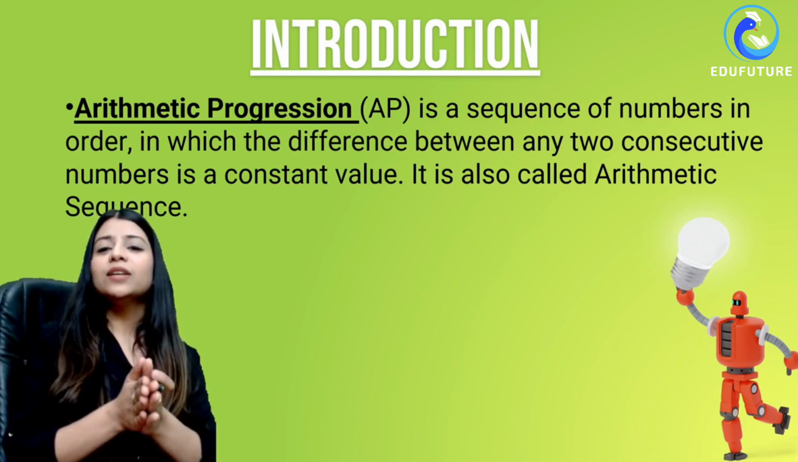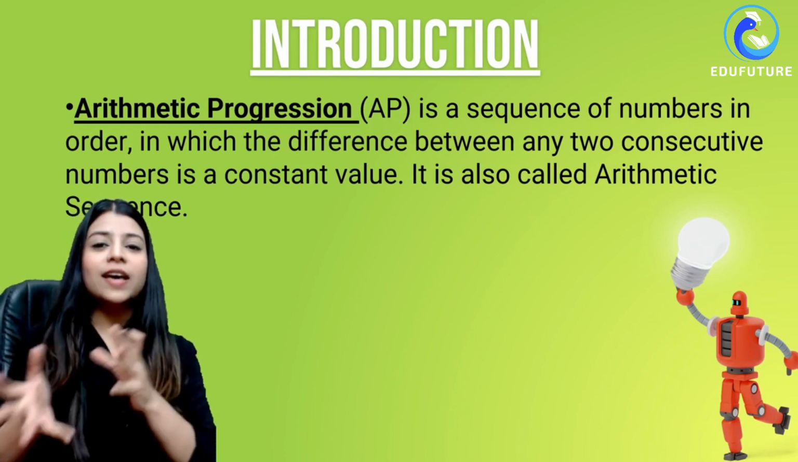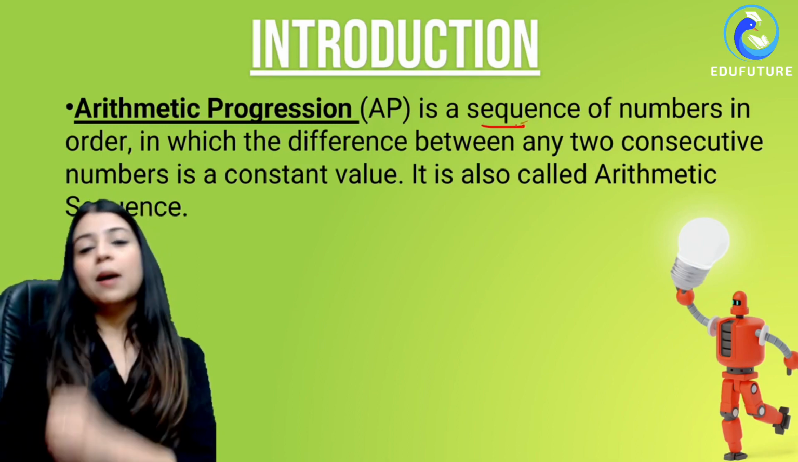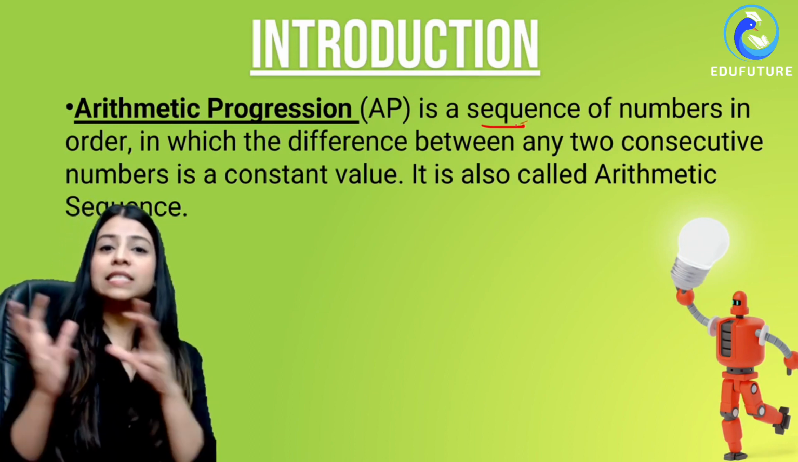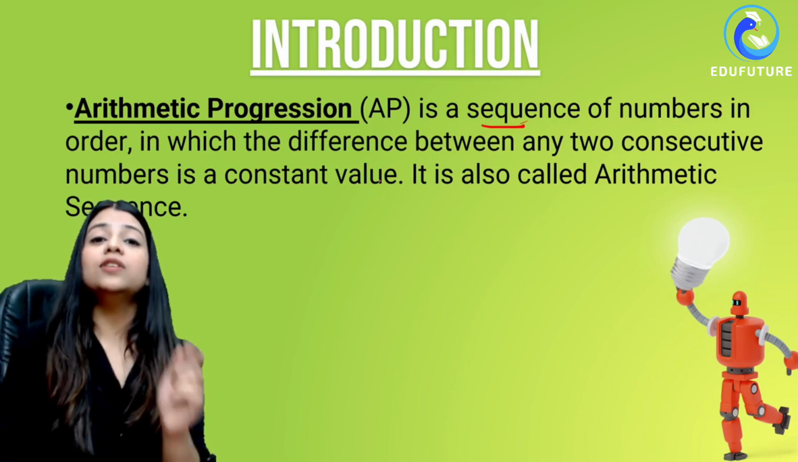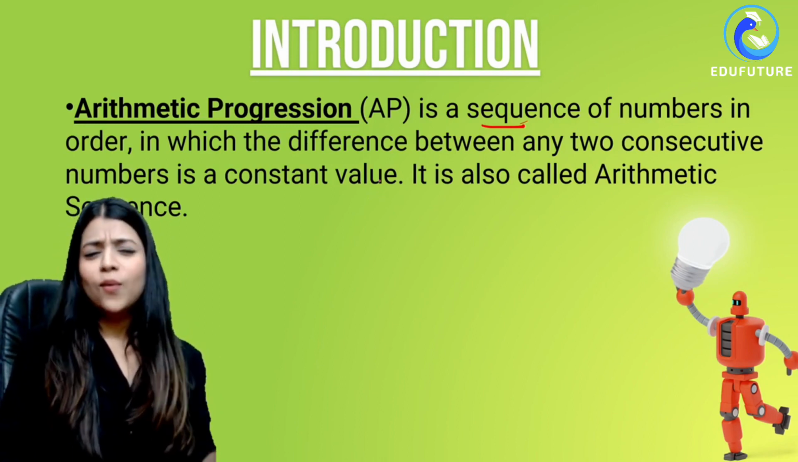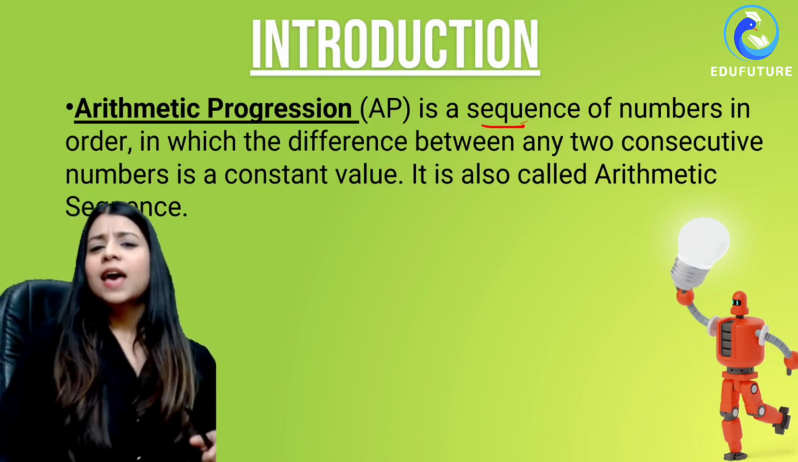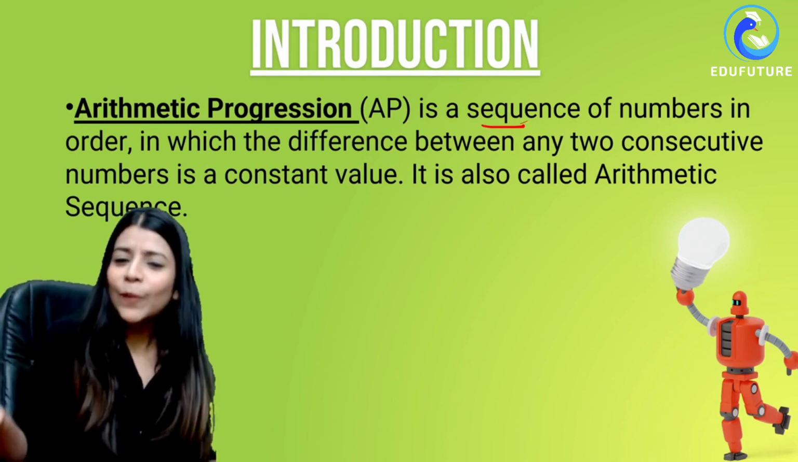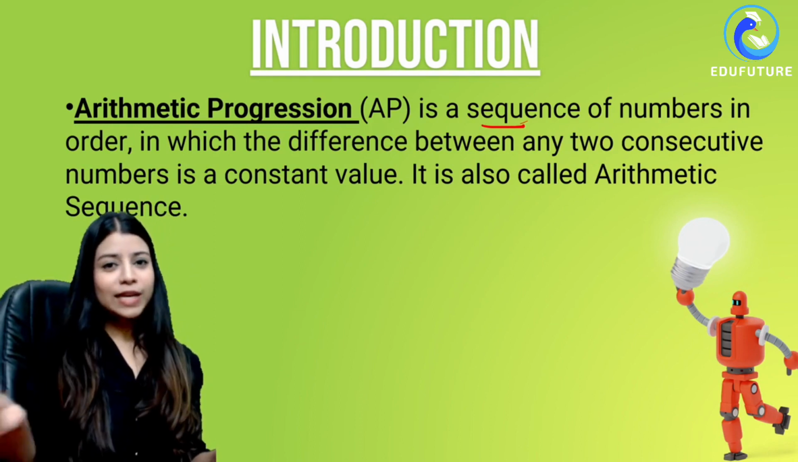So what we are going to discuss in this chapter, arithmetic progression, is a sequence of numbers in order in which the difference is constant. Now, what does this difference mean and what is arithmetic progression all about? Let us take a few daily life examples to deal with this.